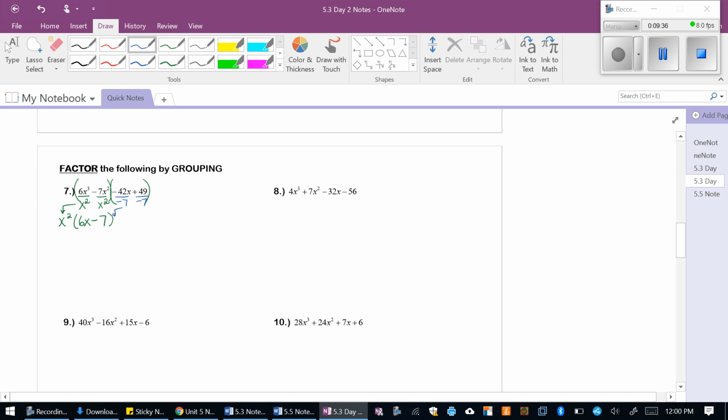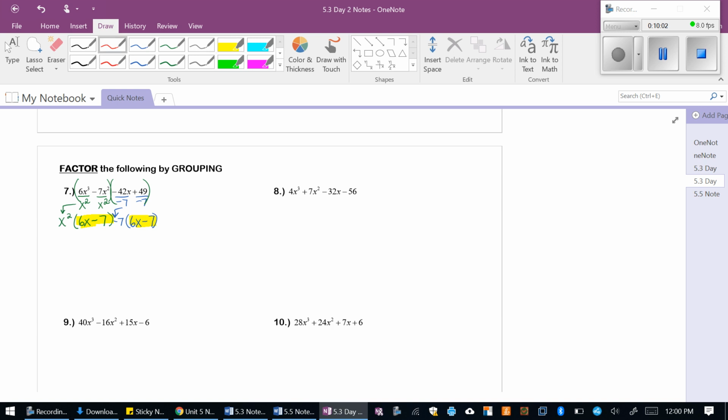And so I'm going to drop this down in front. Negative 42x divided by negative 7 is 6x. 49 divided by negative 7 is negative 7. And remember the check for this, if you know that you did it right, what's left over in the parentheses after you pull out the GCF should be the same. And it is here, so that means we solved this correctly.